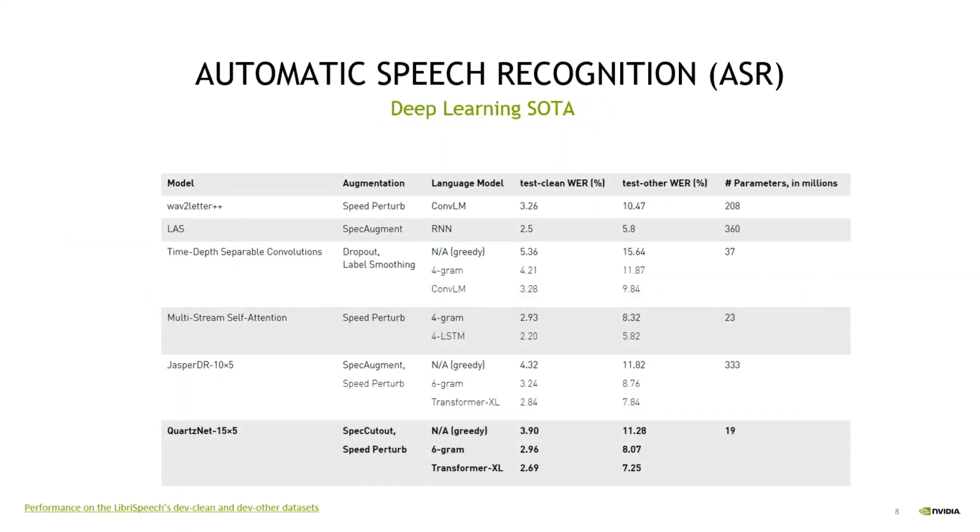Popular deep learning models for ASR include Wave2Letter, Deep Speech, and more recently QuartzNet by NVIDIA Research. This table shows the performance of several ASR models on the LibriSpeech dataset. For all models, using a language model decoder improves the performance of the ASR in terms of word error rate. We can see also that QuartzNet achieves state-of-the-art performance with the advantage of containing only 19 million parameters. So let's see what the architecture of QuartzNet looks like.